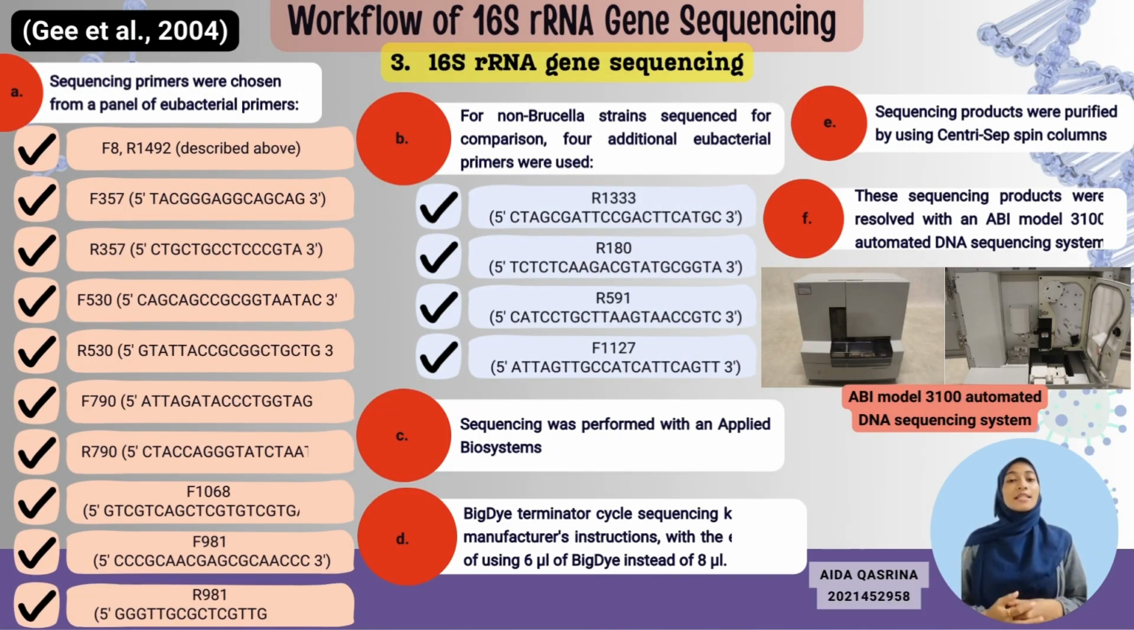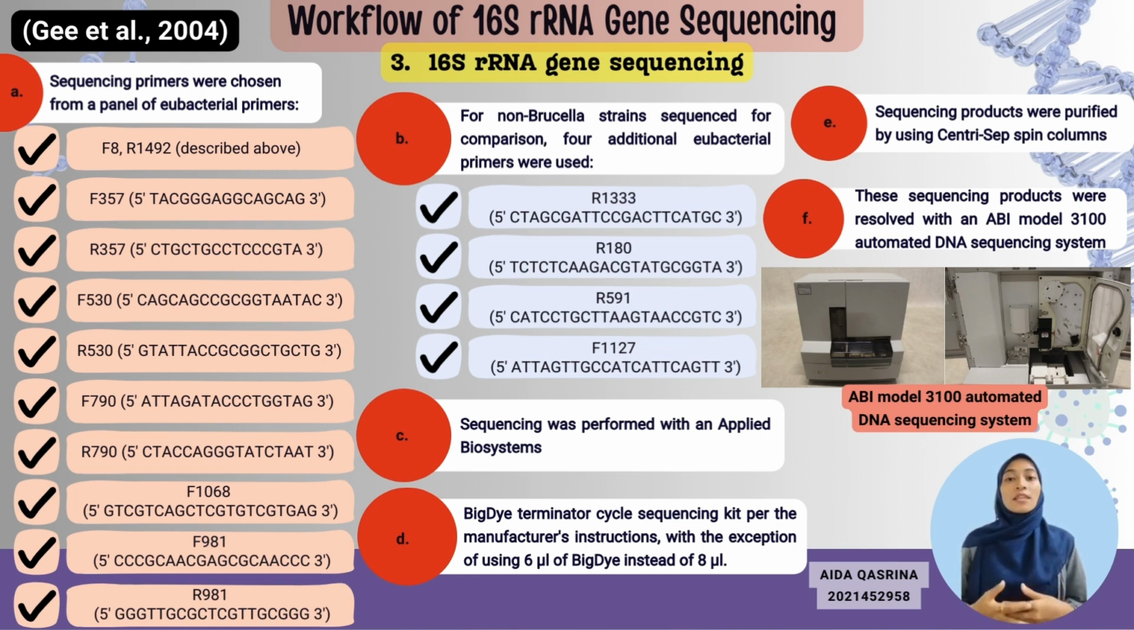The third step is 16S rRNA gene sequencing, where sequencing primers were chosen from a panel of Eubacteria primers. Among them are F8, R1492, F357, R357, F530, R530, F790, R790, F1068, F1083, F981, and R981. For non-Brucella strains sequenced for comparison, 4 additional Eubacteria primers were used: R1333, R180, R591, and F1127.